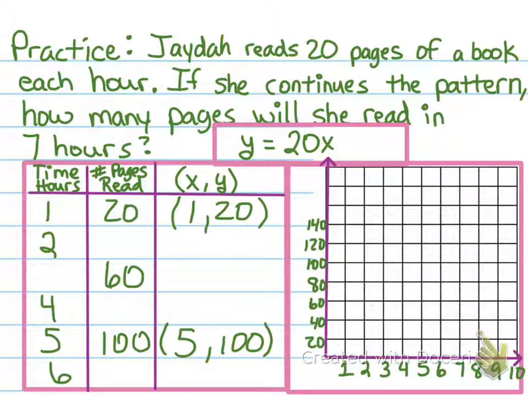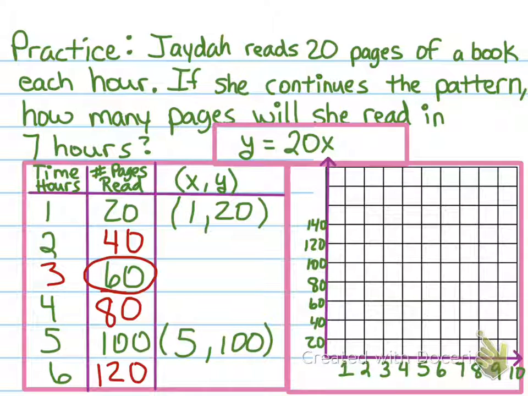You can see I've got a chart here and I need to complete this chart. After 1 hour, she will have read 20 pages. After 2 hours, she will have read 40 pages. Now I have the value 60 here. It would take her 3 hours to read 60 pages. After 4, she'd read 80. After 6, she'd read 120 pages. And then I can go on to complete my ordered pairs for my chart. Do that now.